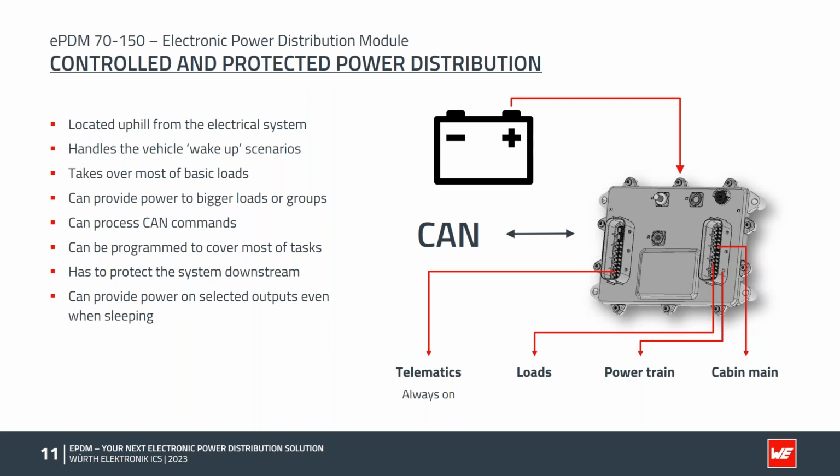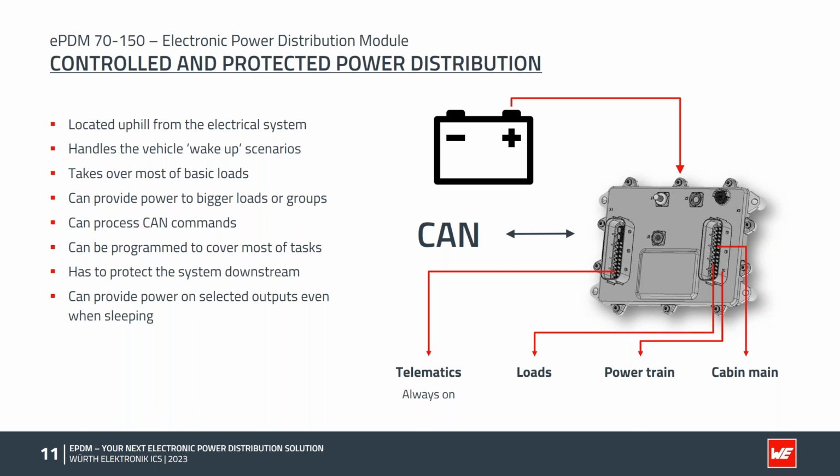The key role of this product is to distribute power from the battery to all the different loads in the system, including even a full chassis, powertrain or cabin supply with its high power outputs. The idea of this product is to be located upfront of the electrical system. Thanks to its several wake-up inputs, it can handle all the wake-up scenarios you can think of.